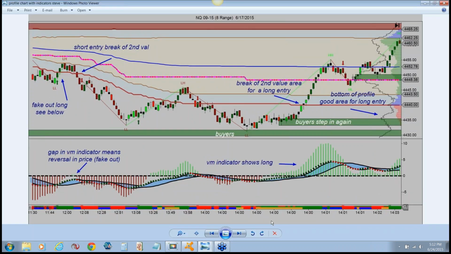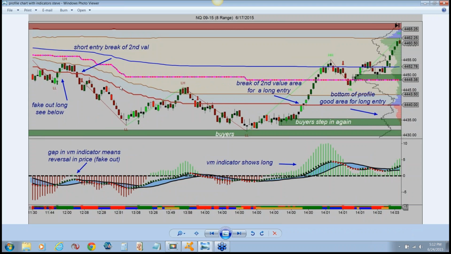Perfect. One of the things I wanted to do when I was introduced to this new system was to maintain my indicators, which I've had for years, and I really like them. So I wanted to marry them together with the new system, which I was able to do.